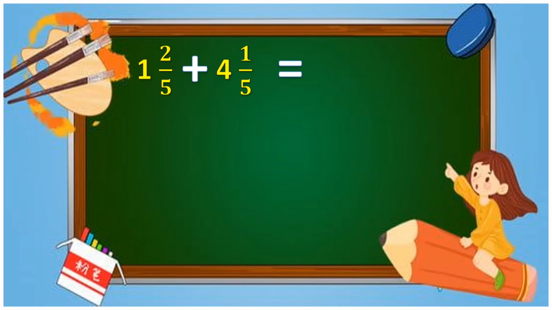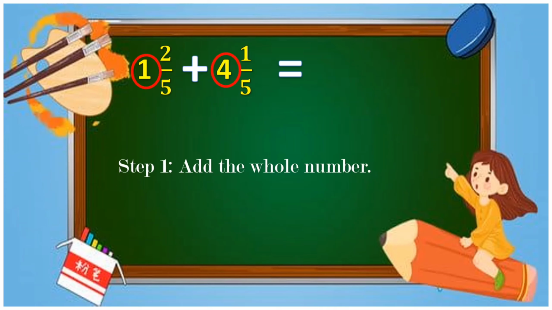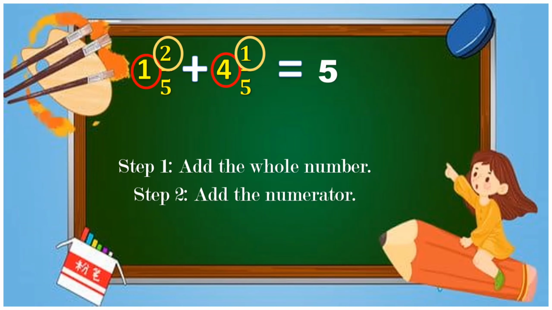This time, let's add mixed fractions. 1 and 2/5 plus 4 and 1/5. Step 1. Add the whole numbers. 1 plus 4 equals 5. Step 2. Add the numerators. 2 plus 1 equals 3.